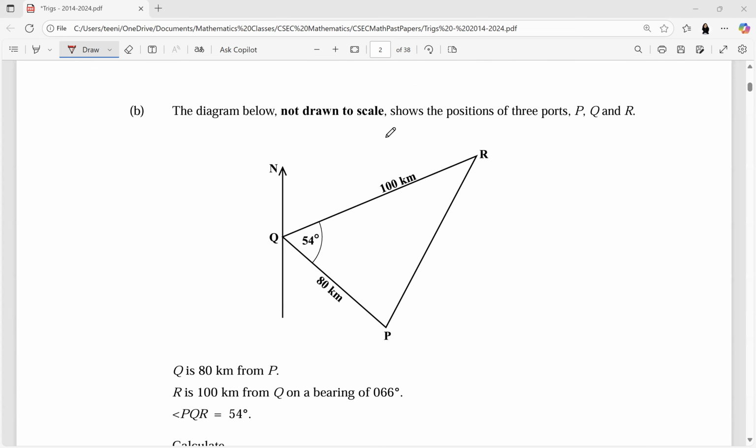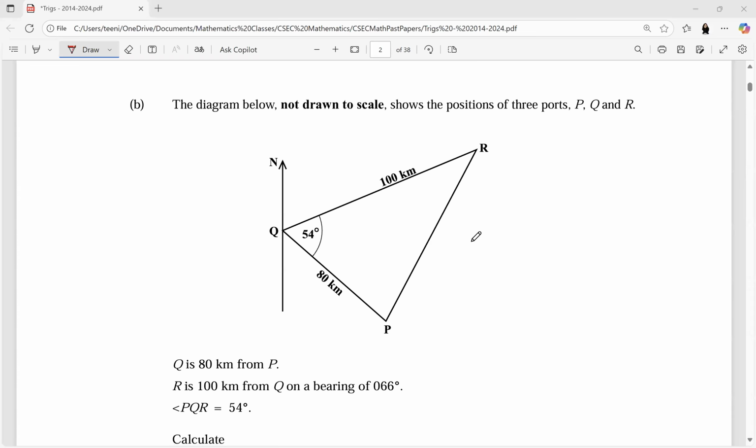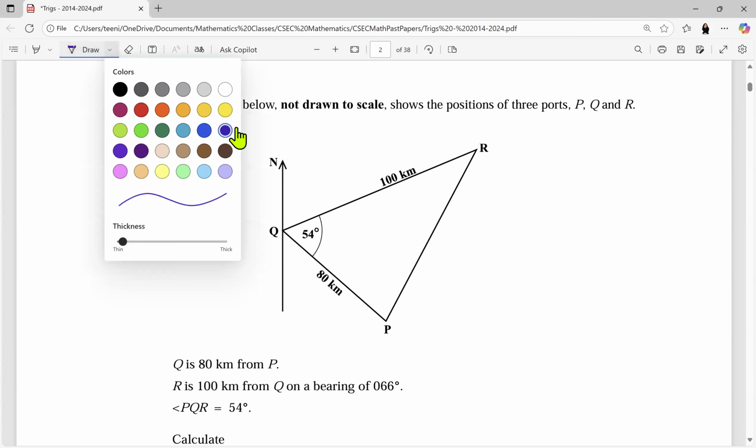So guys, let's look at the triangle. We need to find an unknown side, and we are given two sides and an angle. Which rule would you use? Sine or cosine to find the distance PR? Sorry, I didn't get that. Close, right? You use cosine. Why would you use cosine?